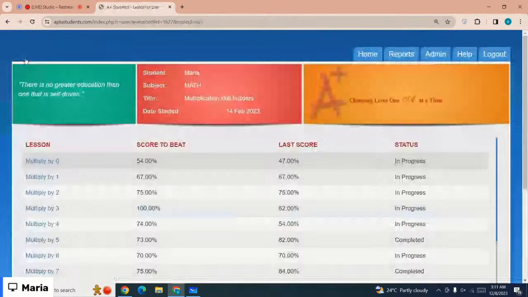Next, we're going to learn how to multiply by 9, right? Let's just start with the next lesson, that is multiply by 9.